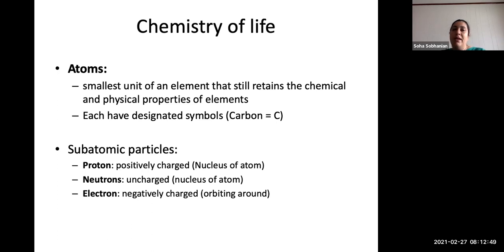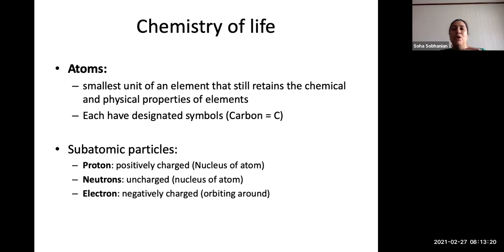So when we look at an atom and we say, okay, where can I find the proton? Where can I find the neutron? And where can I find the electron? The protons and neutrons, so the positive charge and the one that has zero charge, are found at the center of your atom, a space called the nucleus. Electrons, on the other hand, which are your negatively charged components, are orbiting around your atom.